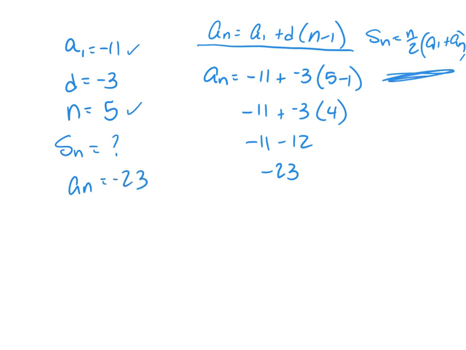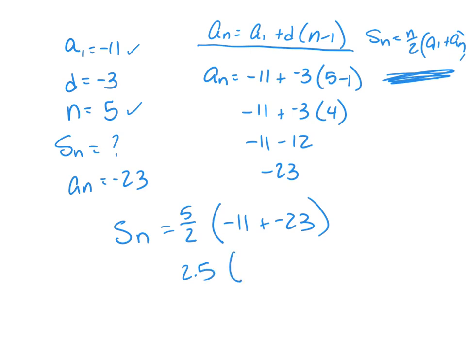Now I put them in this formula. The sum of the first 5 terms is 5 over 2 times negative 11 plus negative 23, which is 2.5 times negative 34, which is negative 85.